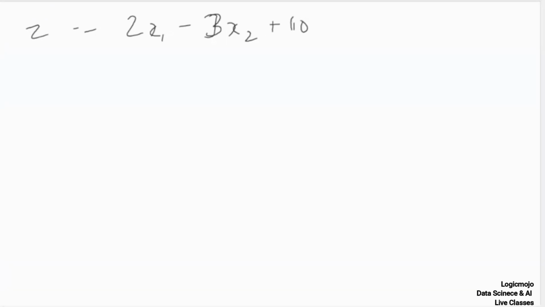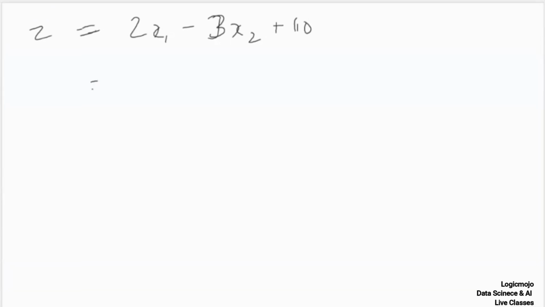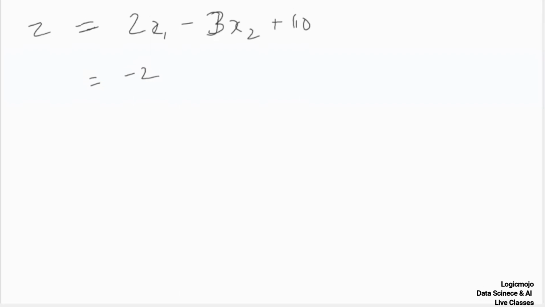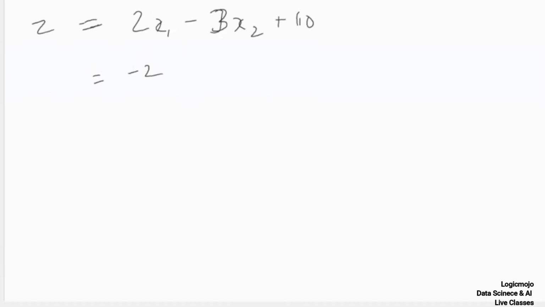And I have z equal to some equation. Let's say z equals 2x1 minus 3x2 plus 10, like this. I put in the x1, x2 values and I get z equal to -2. So what should I do? What should I conclude?